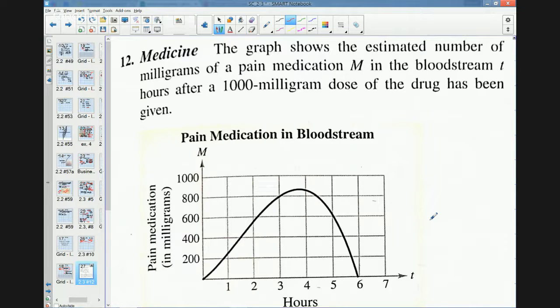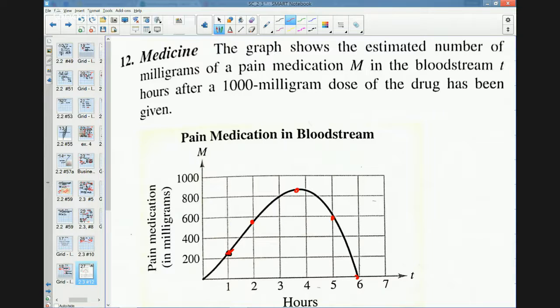So, you know, when you first take the medicine, nothing. And it's in there for an hour, and it's up to this amount. Here, I guess I'll do that in red. And then after 2 hours, it's getting higher. 3 hours, we're up to here. And then, of course, the medication wears off. After 5 hours, we're down to there. And after 6 hours, basically the medication is worn off.